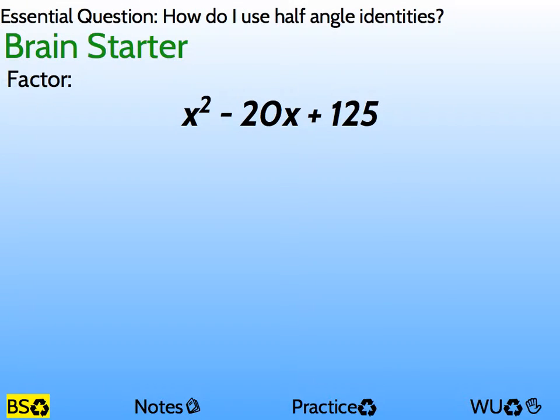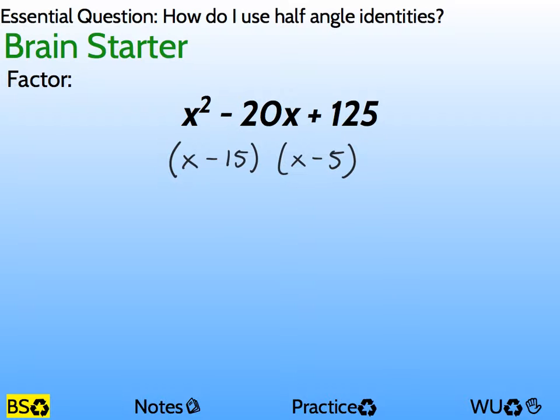For the brain starter here, we have to factor x squared minus 20x plus 125. So factor it. Of course, we're looking for numbers that multiply to positive 125 and add up to negative 20. So in this case, the answers are x minus 15 times x minus 5.